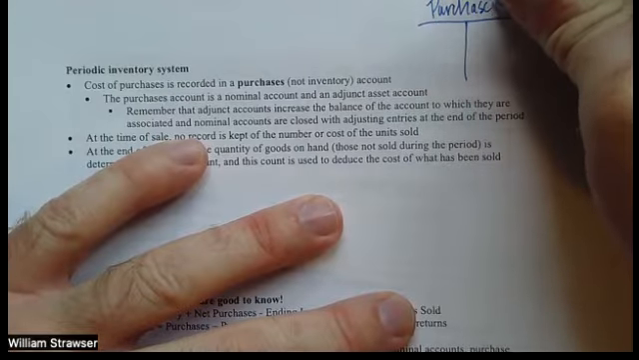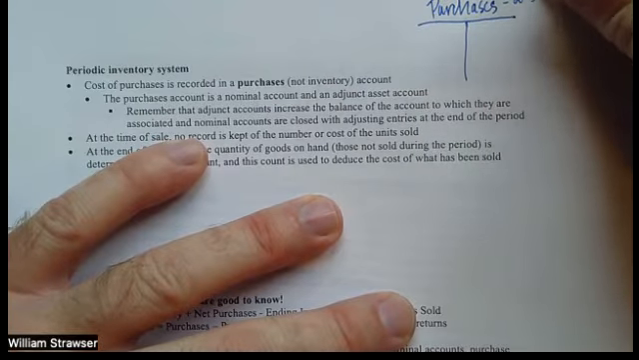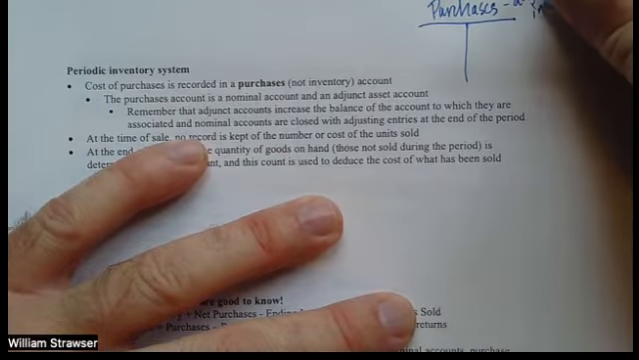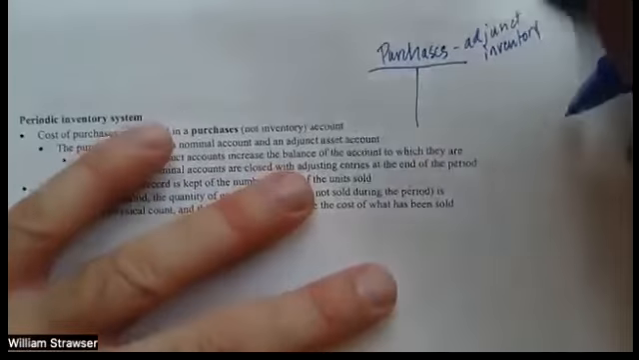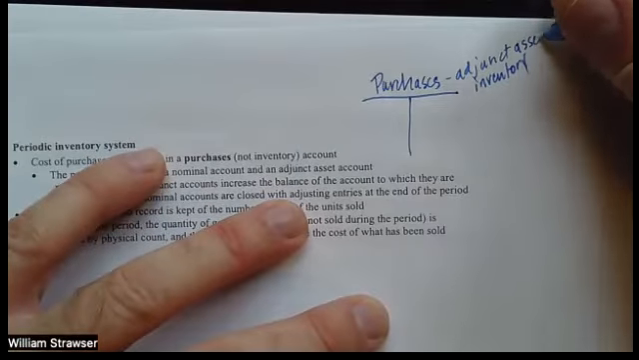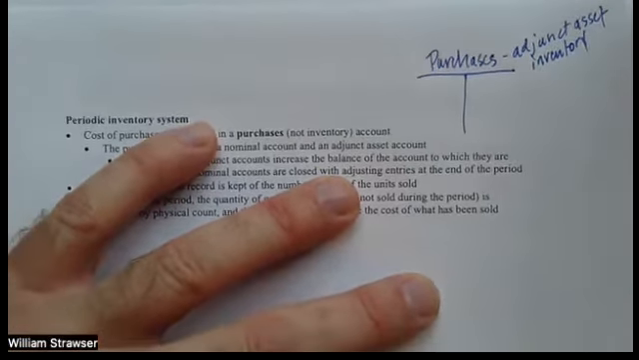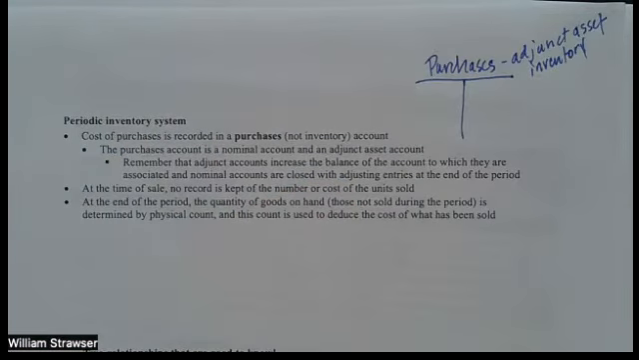But purchases is actually an adjunct inventory account. It's an adjunct asset because it's adjunct to inventory. And this is the first adjunct asset we're looking at. We've looked at some contra assets: allowance for doubtful accounts, allowance for sales returns, sales discounts, sales returns themselves, but we haven't had an adjunct account yet. And this is one of our first adjunct accounts in this class.